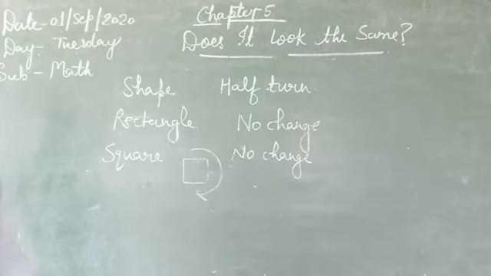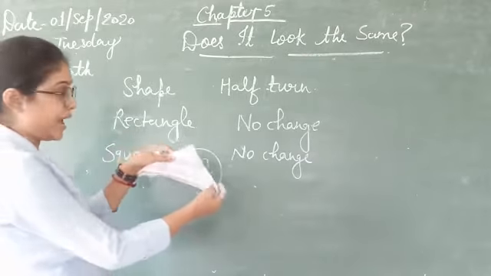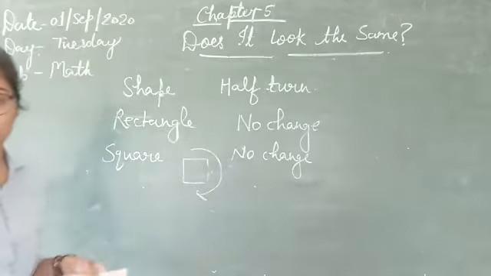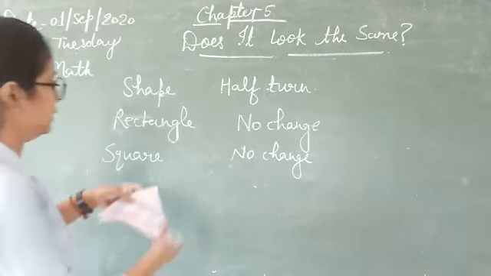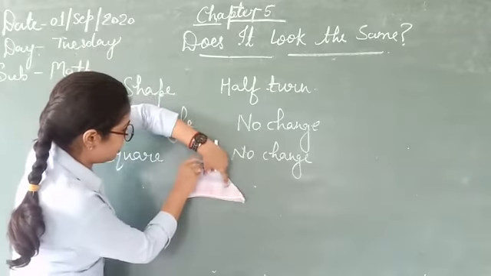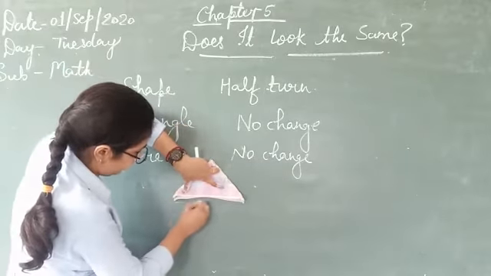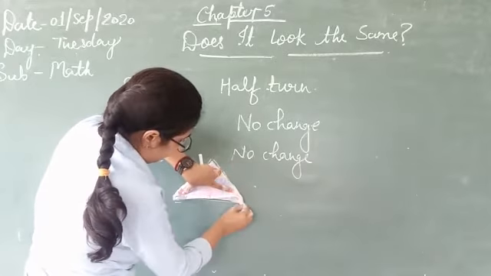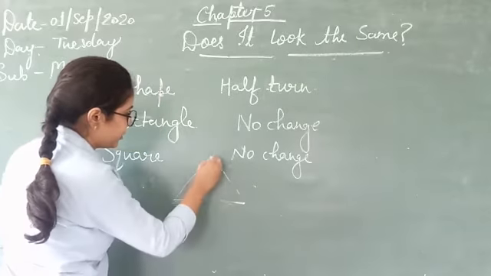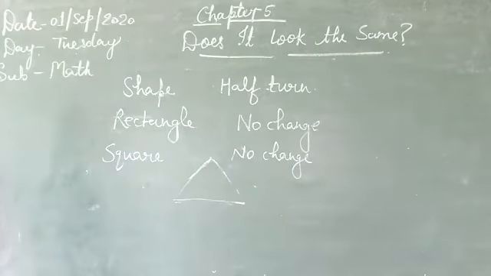Now let's see the triangle for the half turn. Here I have a triangle. My hanky, I have folded it like a triangle. So again what we have to do is see the tracing. Here I am tracing it. It's not solid, that's why. So it's a triangle. Okay.